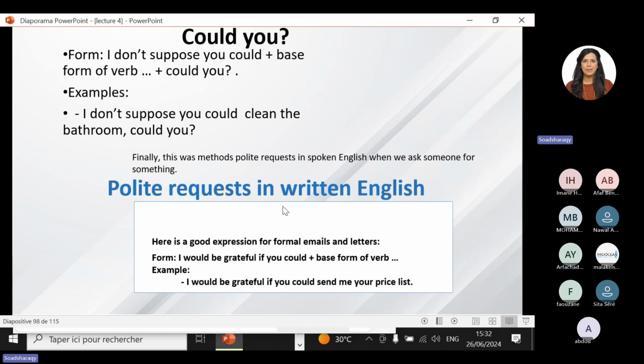Now, polite requests in written English. So here is a good expression for formal emails and letters. Example, I would be grateful if you could plus base form of the verb. Example, I would be grateful if you could send me your price list. Okay, so this is, of course, used for formal emails and letters.